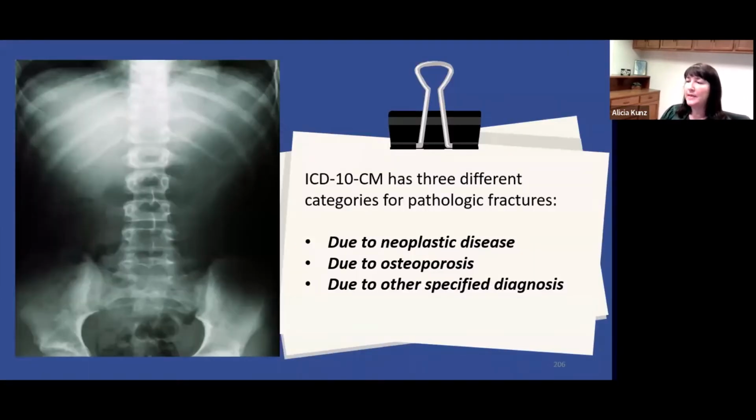So there's 3 different categories for pathologic fractures. You could have a pathologic fracture due to neoplastic disease. So they've got some sort of cancer that's spread to the bones, due to osteoporosis, or due to some other specified diagnoses.